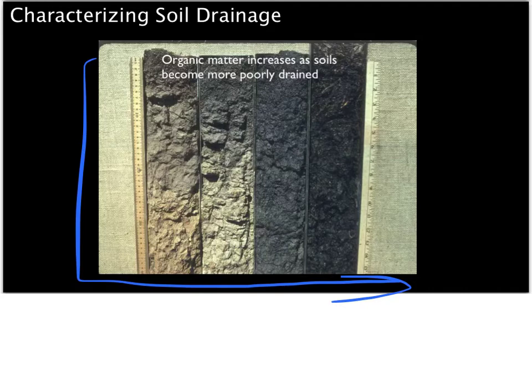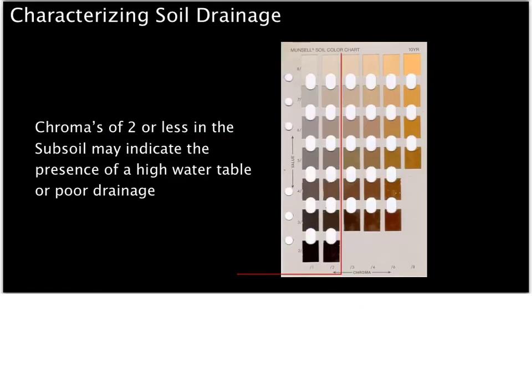In terms of how we tell whether or not we've got a poorly drained condition, one of the first ways we tell is if our soil appears to be in this area of the Munsell color chart, so chromas of 2 or less. So again, we're looking at chromas here, and if we find ourselves in the 2 or less, we may be dealing with a high water table that produces very poor drainage in the soil, and what we would call reduced conditions, and that gives us these grays that you're seeing here, and mottles.